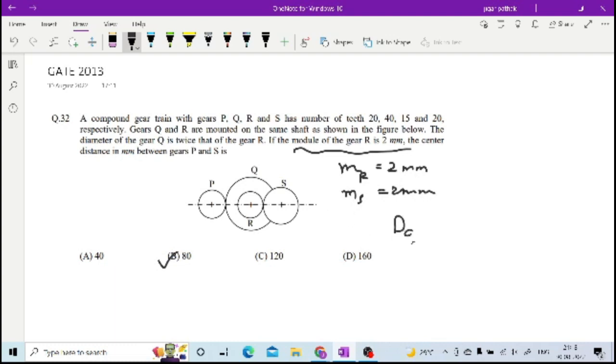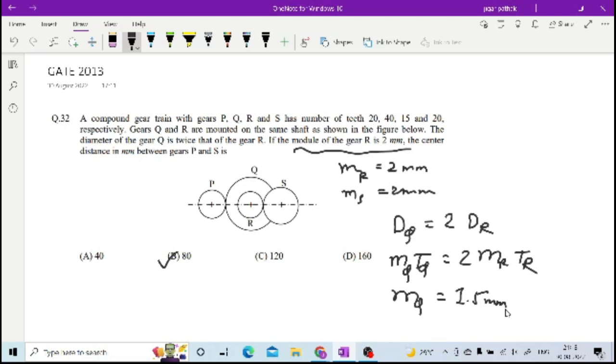So for that, what is provided? Diameter of Q is twice that of diameter of R, right? And what is the diameter? That is M into T. So 2 into MR into TR. So from this MQ you will get as 1.5 mm. Similarly MP also will be 1.5 mm.